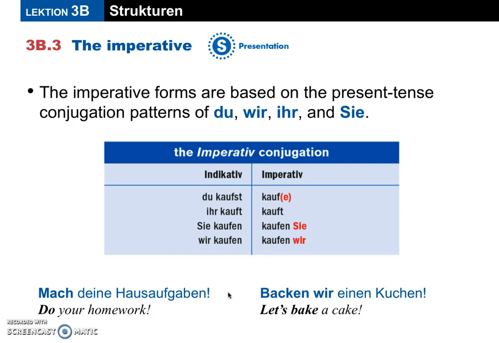Mach deine Hausaufgaben. Do your homework. This is informal and it is a direct address. Du kaufst, kauf. Du machst, mach. Mach deine Hausaufgaben. The E in parentheses only indicates that you may use it or you may not. Backen wir einen Kuchen? Let's bake a cake.